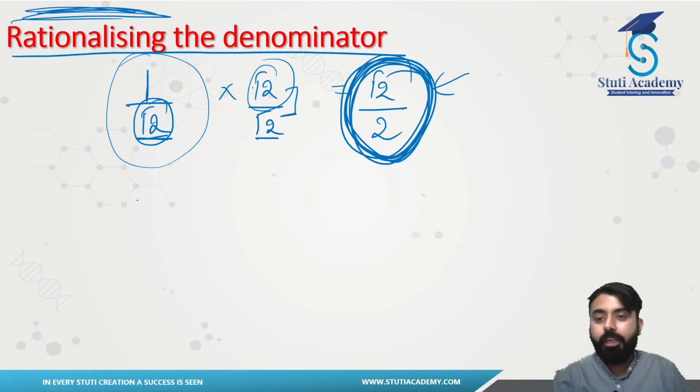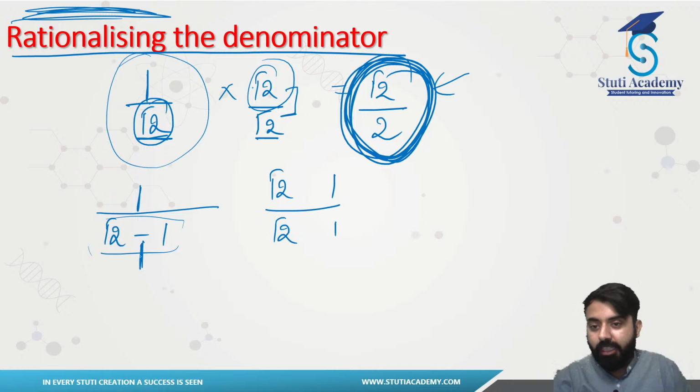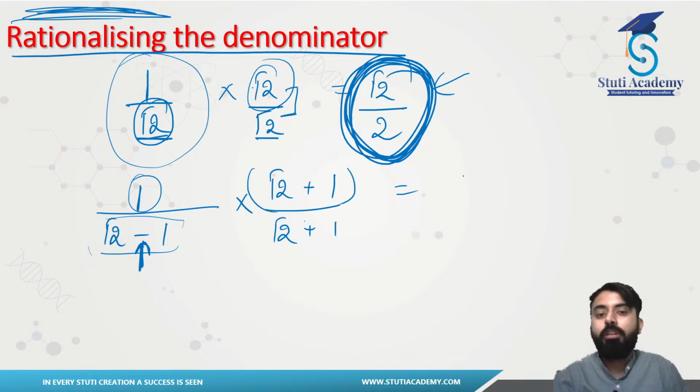Now what to do if I have something like this, 1 over square root 2 minus 1? What you have to do here? Nothing, just pick this term. So pick both values here, that means square root 2 and 1. Put them over the denominator, square root 2 and 1. Whatever the sign is here, in our case it is negative, put its opposite sign here, positive. Multiply that. If you multiply this, you will have 1 into square root 2 plus 1, that will be square root 2 plus 1, and square root 2 minus 1 into square root 2 plus 1.